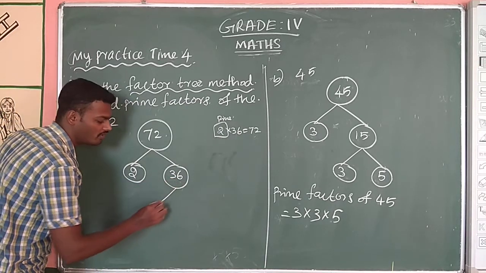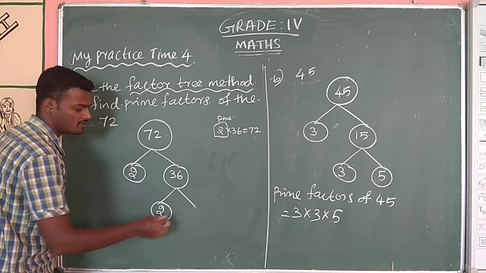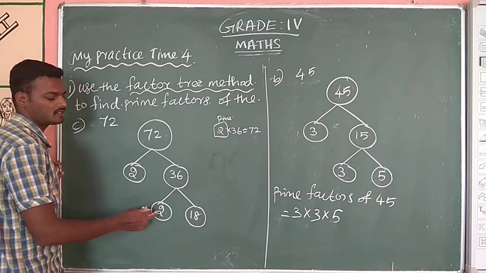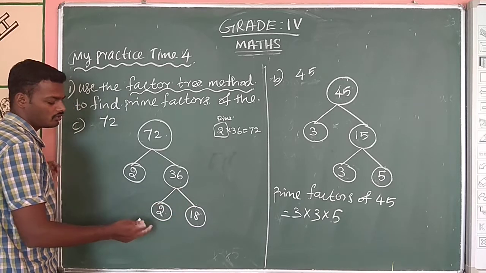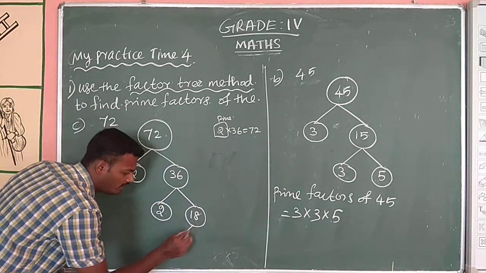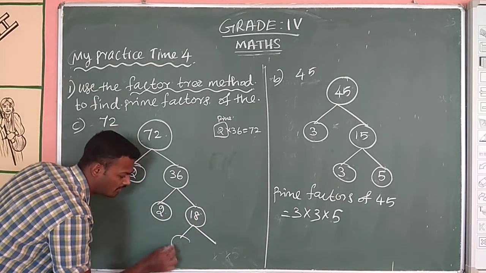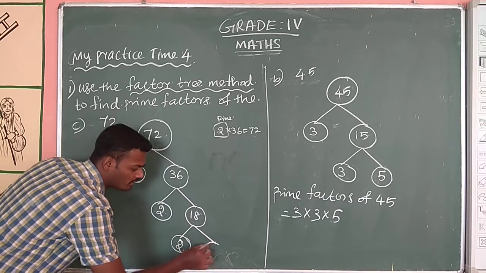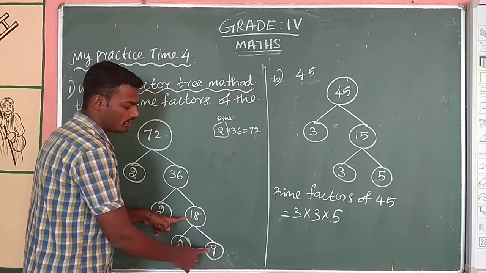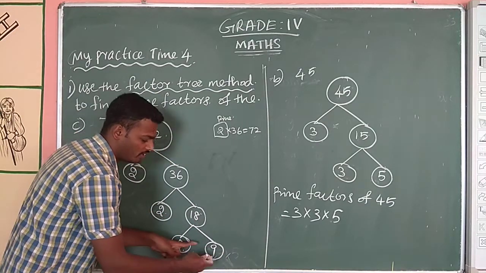36 is also an even number. So in second table 36 comes. 2 18s are 36. So 2 is a prime number. Leave the prime number. Next one, 18. Splitting 18. 18 is an even number. So an even number comes in the second table. So 2 9s are 18. So next, 2 is a prime number. Leave the prime number. Next one, 9.